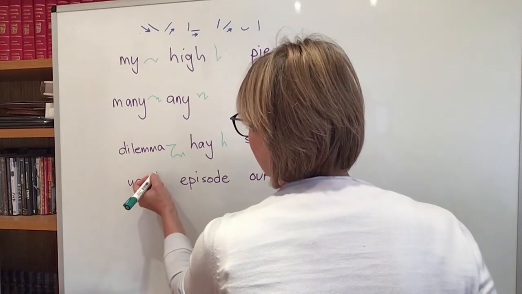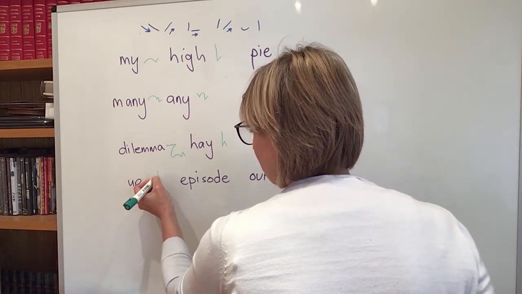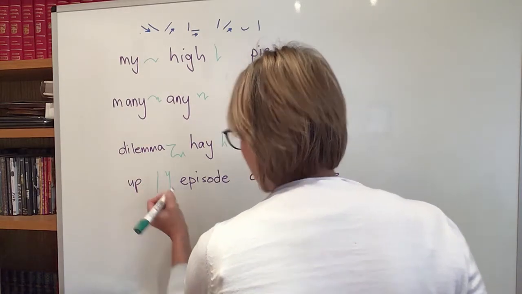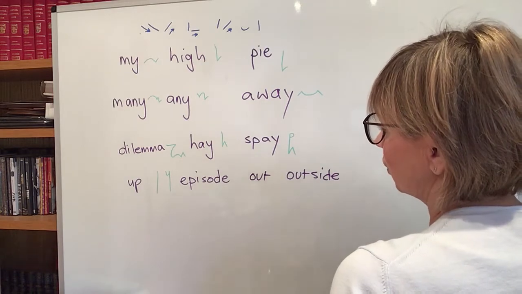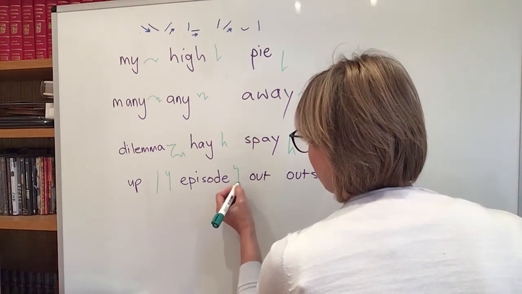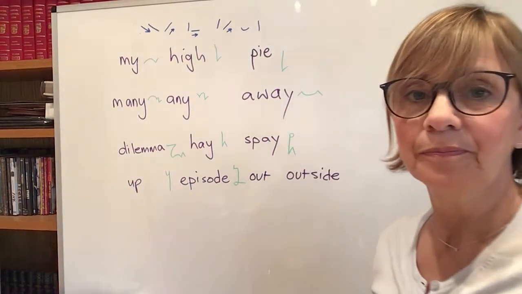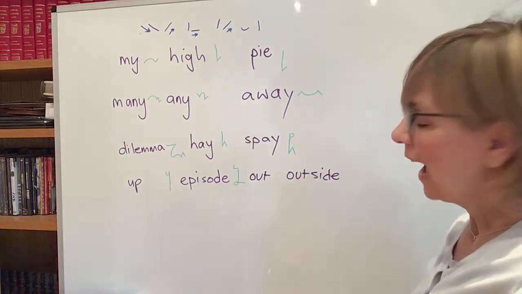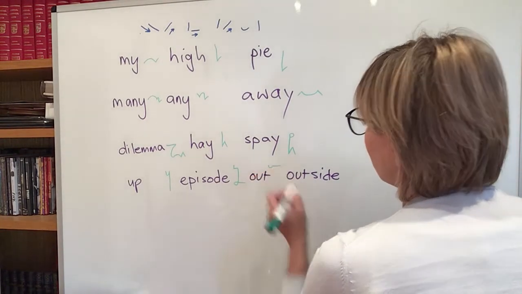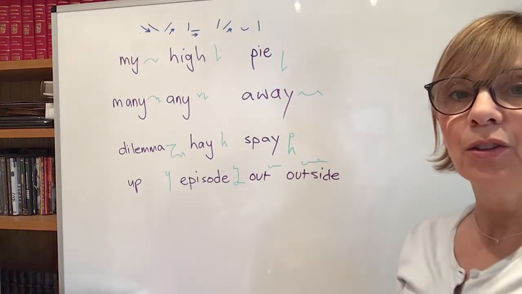Now up again, you'll see that if you wrote a U, half the U, it would merge into the P. So instead, use the full U. And the full E for episode for the same reason. Out, two vowels here, but you just need the O. So out and outside, use an O.